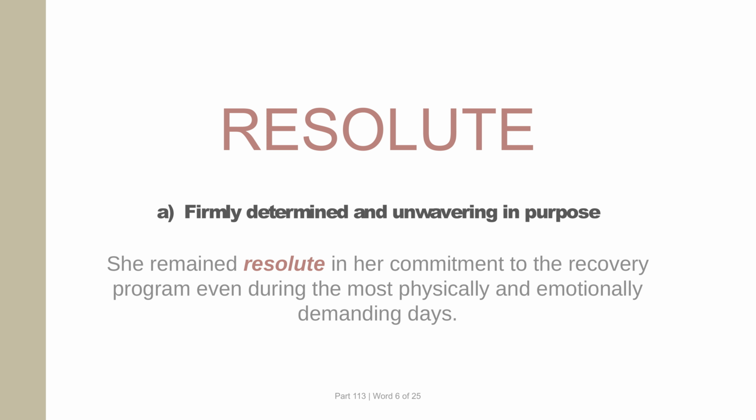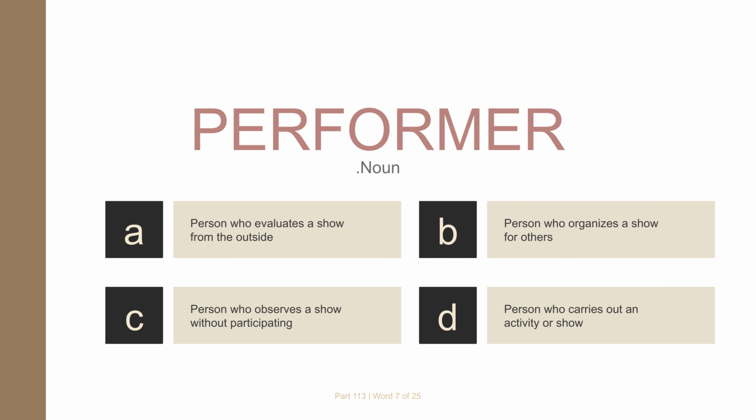Question 7. What is the meaning of performer? Option A. Person who evaluates a show from the outside. Option B. Person who organizes a show for others. Option C. Person who observes a show without participating. Option D. Person who carries out an activity or show.